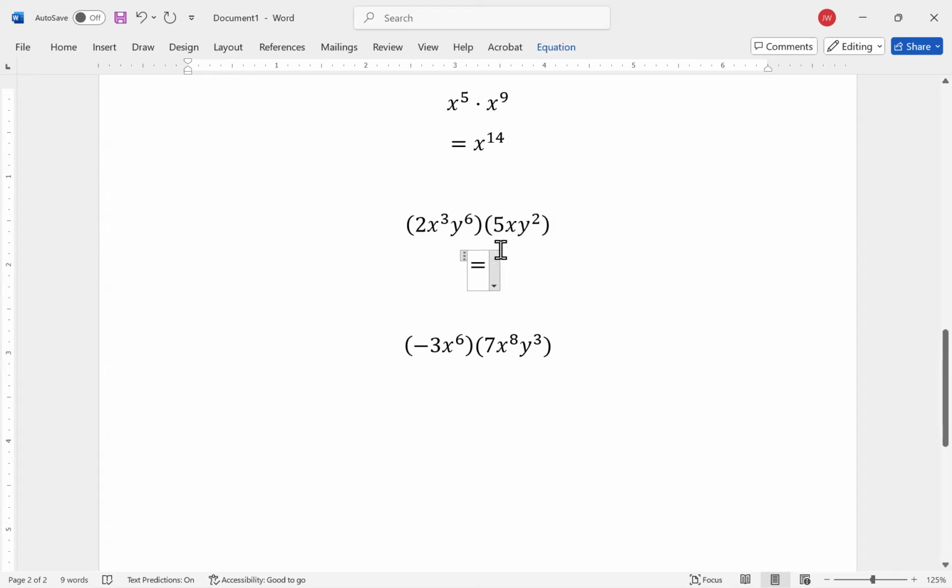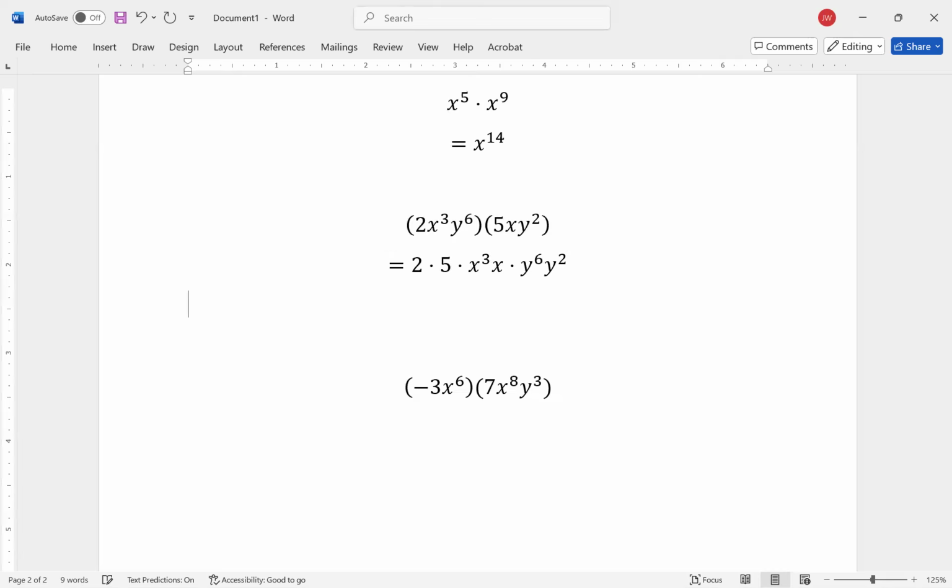in the first term and then times all multiplication in the second term, we can use the commutative property of multiplication. And we can say that I can move around the 2 and the 5, so they multiply times each other. And then the x to the 3rd and the x multiply times each other. And then the y to the 6th and the y squared can multiply times each other.